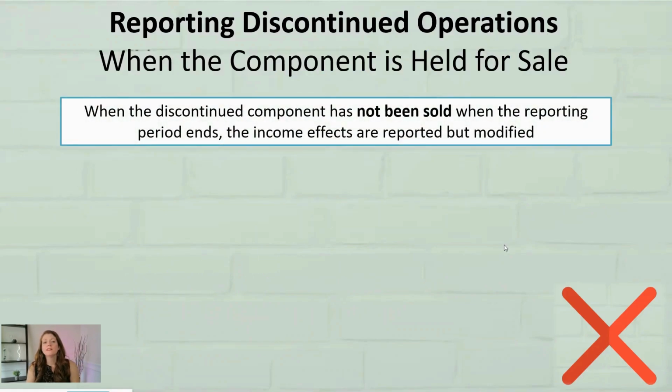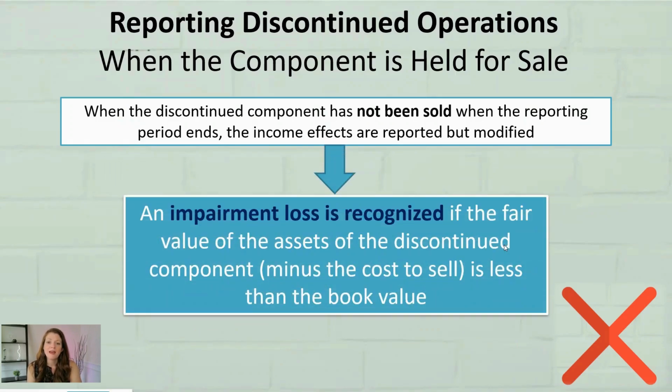So reporting on the discontinued operations when the component is held for sale. When the discontinued component has not been sold when the reporting period ends, the income effects are reported but modified. So in other words, in that last example, they had already sold the assets, they had already discontinued it, but here it's held for sale. They know it's discontinued, they know that's what they're going to do, but they haven't sold it yet.